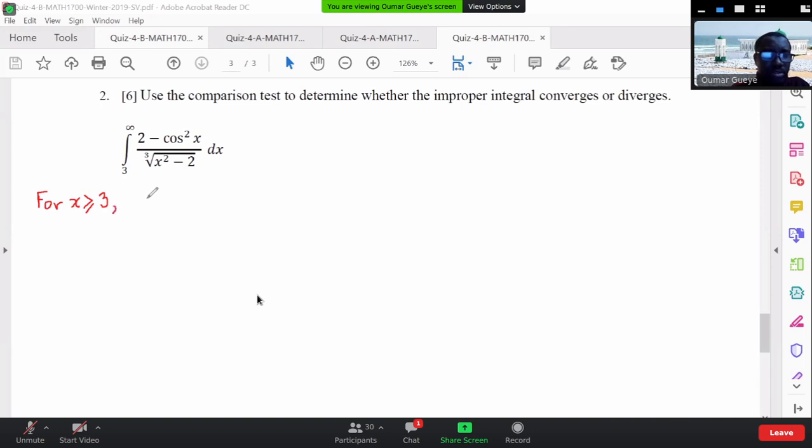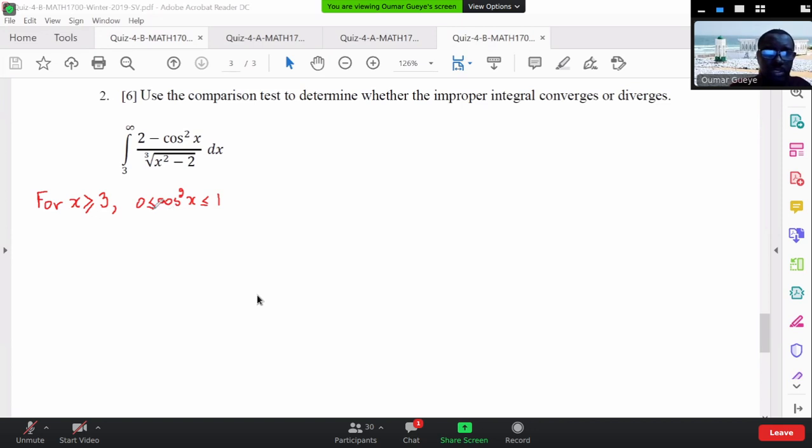So in this case, we know cosine square of x is going to be between 1 and 0. The reason is you guys know cosine of x is always between -1 and 1. But when you square it, it becomes greater than 0 and less than 1, because the square cannot be negative. And since cosine is less than 1, the square is also going to be less than 1.